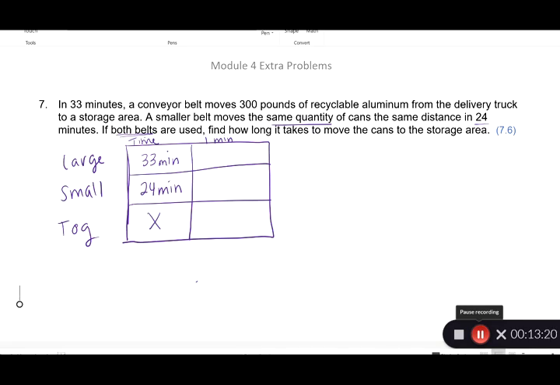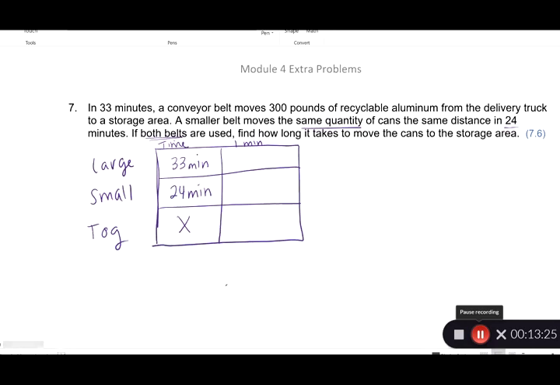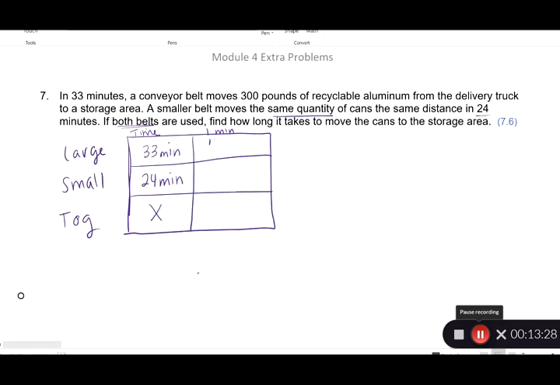And then we want to break it down into the smaller increment, the same amount of time, how much of the work would be done. The large one would get 1 out of 33. Right? Because in 1 minute, if it takes 33 total, it would be 1 out of the total. The small would be 1 out of 24, and together would be 1 out of X, right? And now we can make our equation. We can say that if I take 1 out of 33, that's the amount that the large one would have done in 1 minute, plus 1 out of 24, the amount that the small one would have done in 1 minute, is equal to my 1 over X, the amount of time it would take them to do the total job.